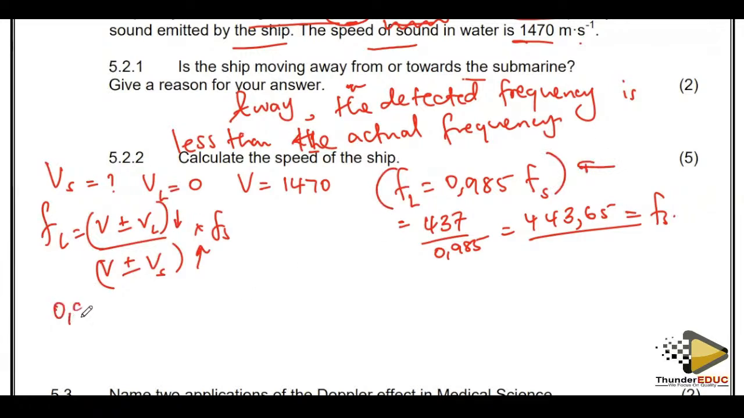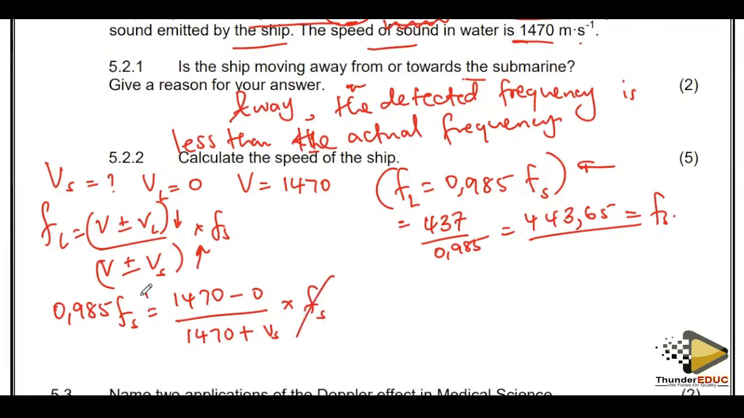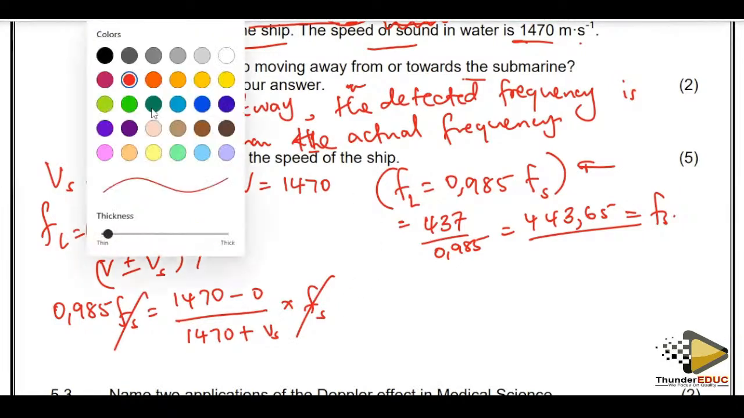So 0.985 Fs. This V is 1470. We said minus the 0 over 1470 plus the Vs, which I don't know, times what is the frequency of the source. We say just Fs, so that this and this can cancel. Problem solved. No?